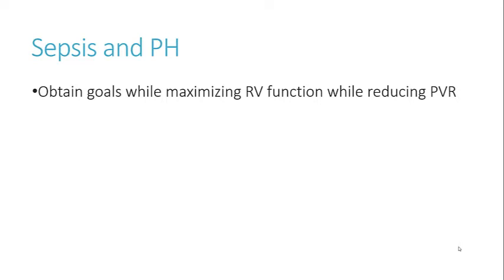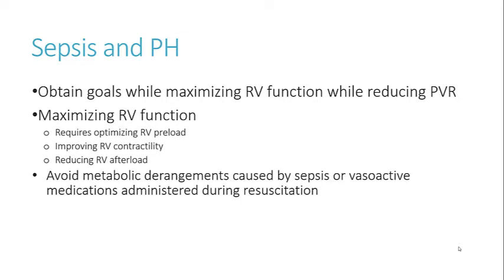All right, so when we're talking about PH and sepsis while trying to maintain adequate perfusion, we want to attempt to do that by maximizing the RV function and reducing the PVR. Granted, reducing PVR is difficult, so we want to just do things that prevent it from increasing. So we'll talk a little bit more about each of these things, but we want to optimize the RV preload, improve RV contractility, and reduce RV afterload. Again, reducing the PVR is difficult, and so maximizing the RV function should be our main goal.